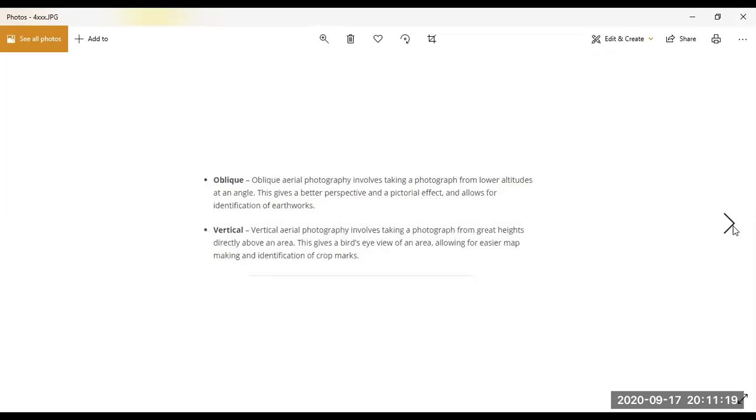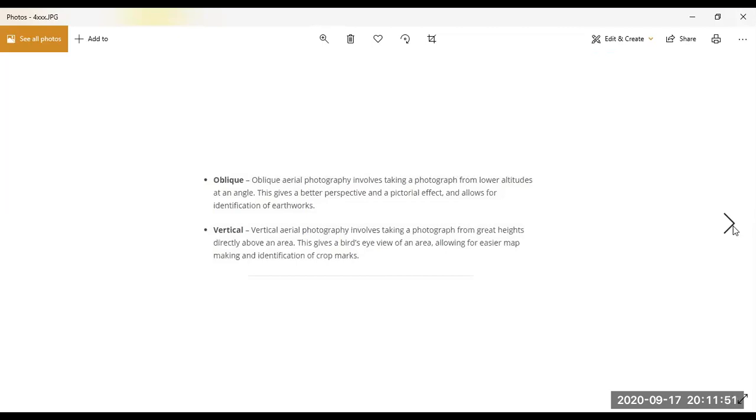And that's understood there. Oblique aerial photography involves taking a photograph from lower altitudes, at an angle. This gives a better perspective and pictorial effect and allows for identification of earthworks. Vertical involves taking a photograph from greater heights, and that gives you an idea of the landscape, the spatial relationship of the landscape. This gives a bird's eye view of an area, allowing for easier map marking and identification of crop marks.